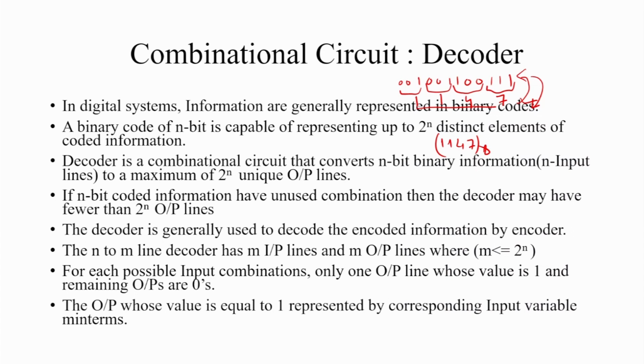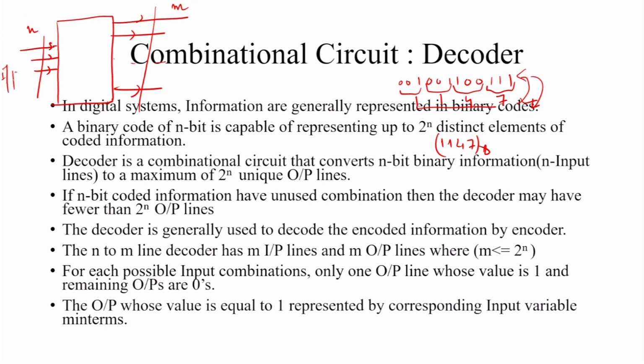Now the question is how many inputs and outputs a decoder has, and what is the block diagram of a decoder? Generally a decoder consists of n input lines that decode the information into a total of m output lines. These are the input lines, and these are the output lines. This is the block diagram of a decoder, or we can say this is nothing but an n to m line decoder.